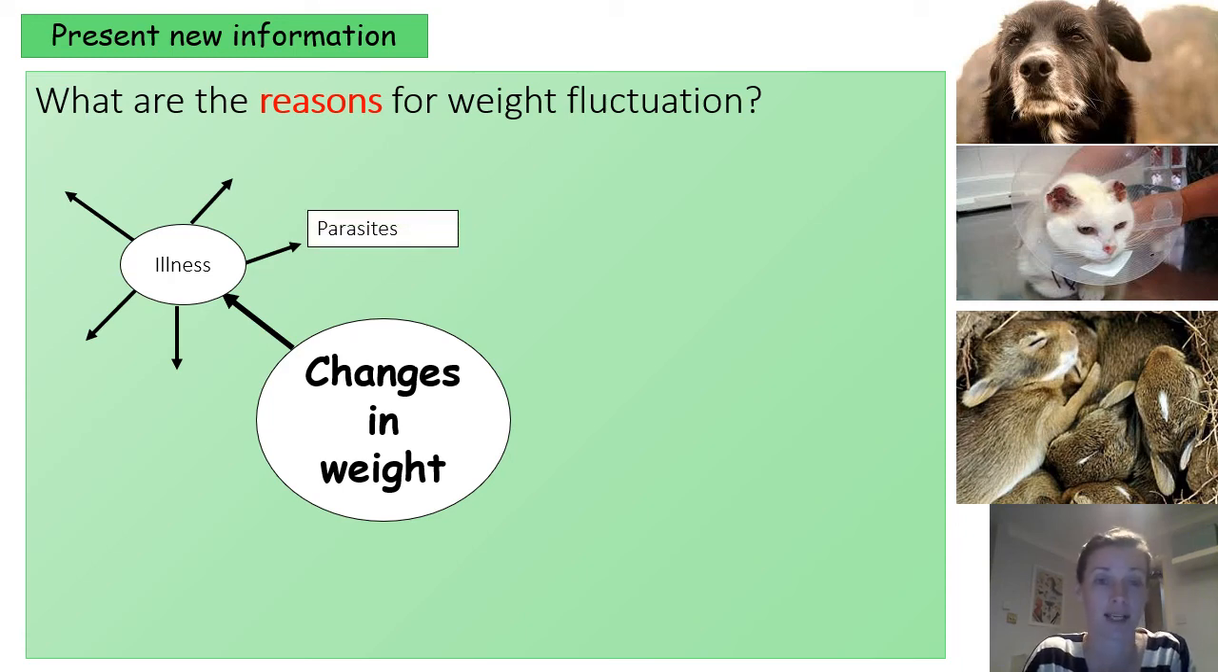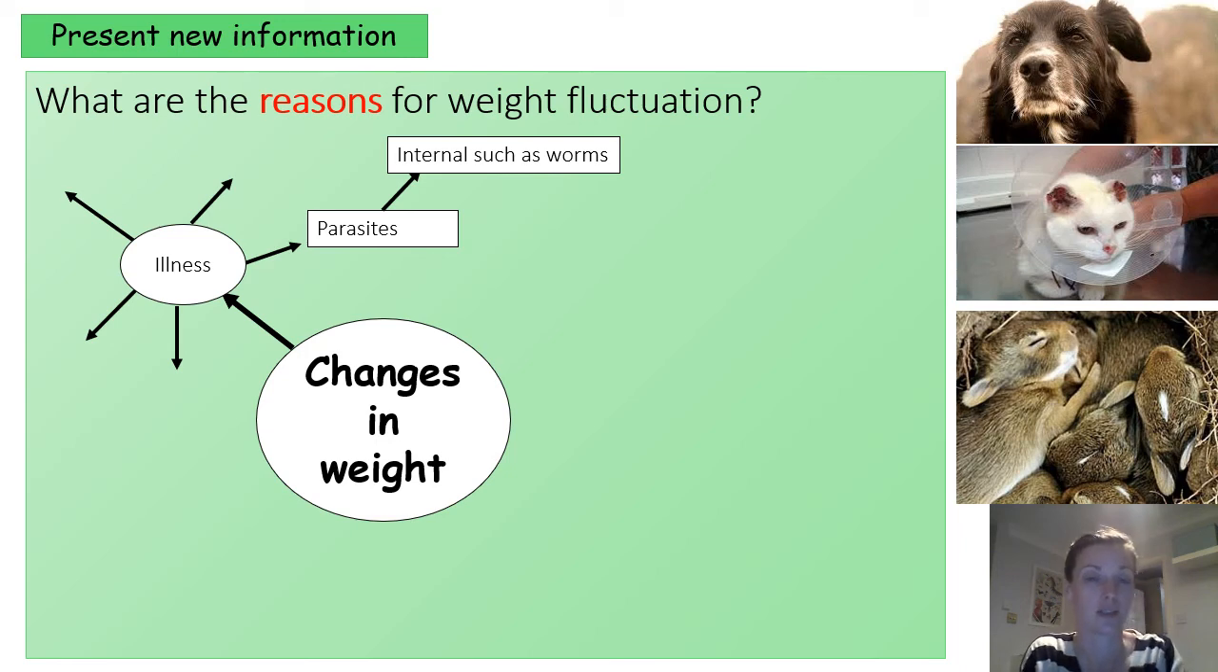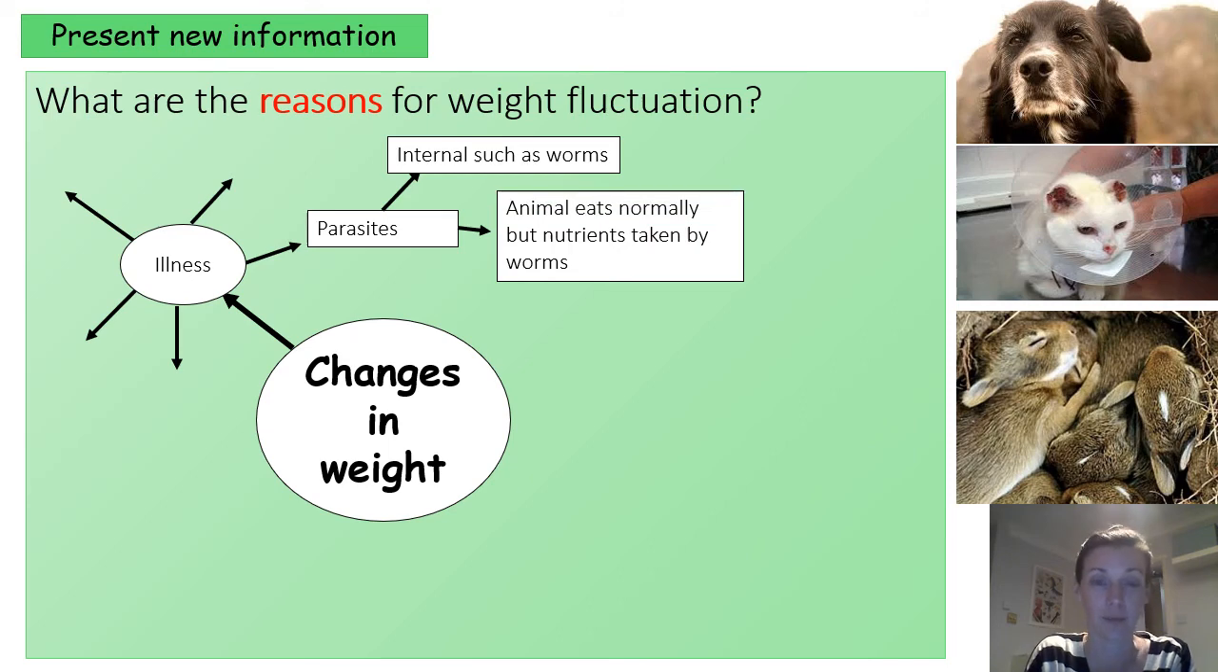So parasites, we're talking about internal ones. So there's internal parasites which live inside the body, and external parasites that live outside the body, such as fleas. So the ones we're going to be looking at today are worms. Now, if an animal has a worm inside their body, the animal eats normally, but the nutrients that the animal would normally take in are taken in by the worm.